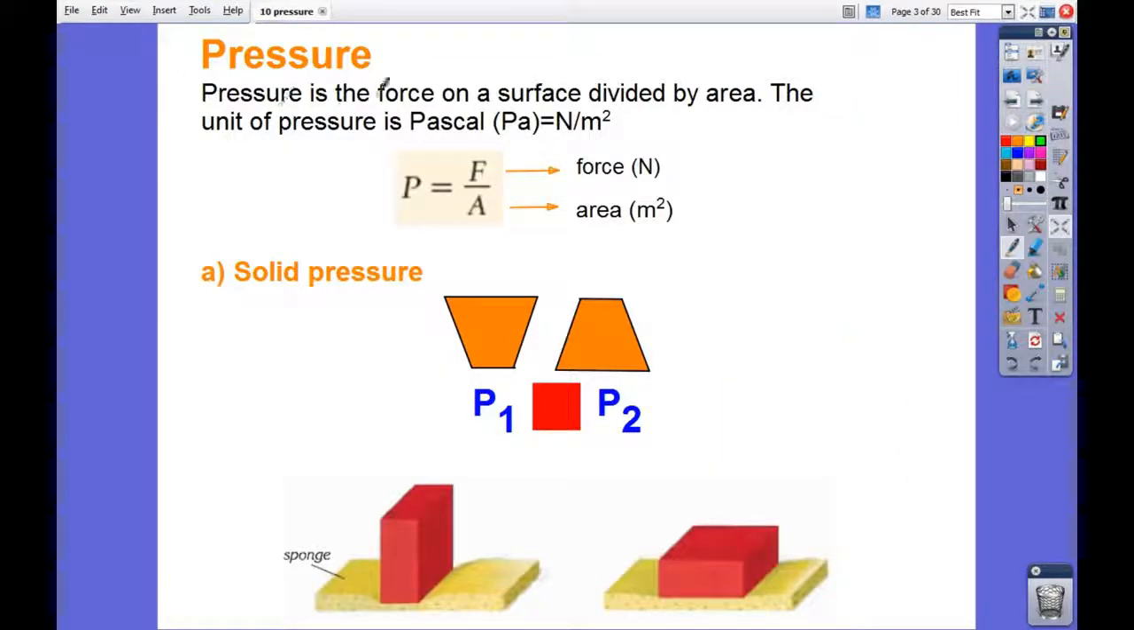Pressure is the force on a surface divided by the area. Try to push your friend with your hand now. In that case, you are actually giving a force to a certain area of your palm. The unit of pressure is Pascal. Because we know the force is in Newton and area is in meter squared, Pascal also equals Newton per meter squared.